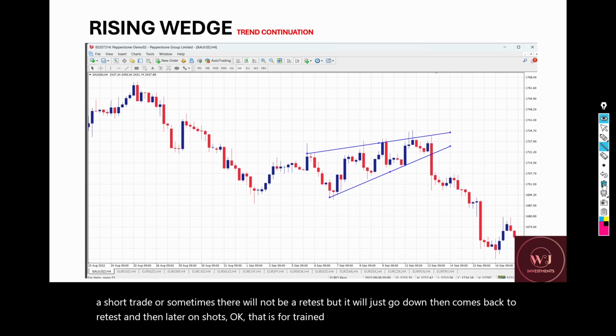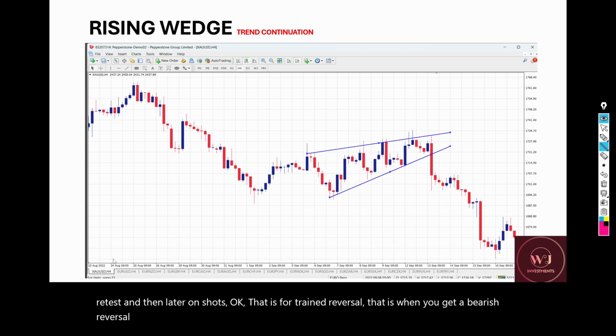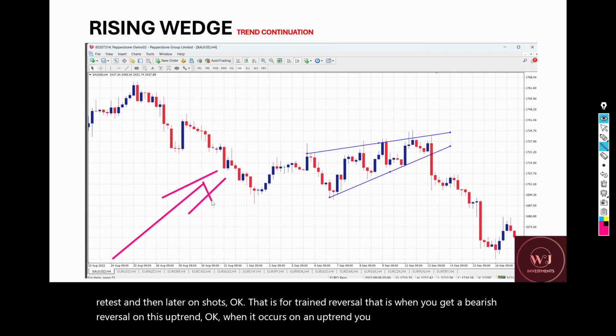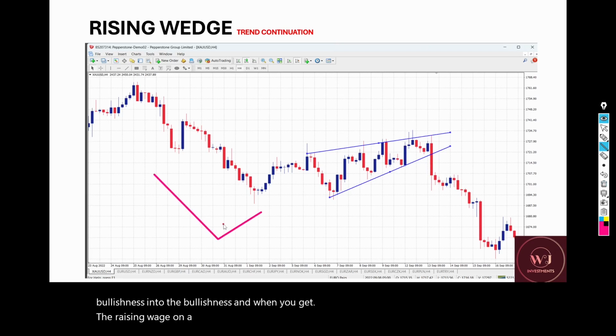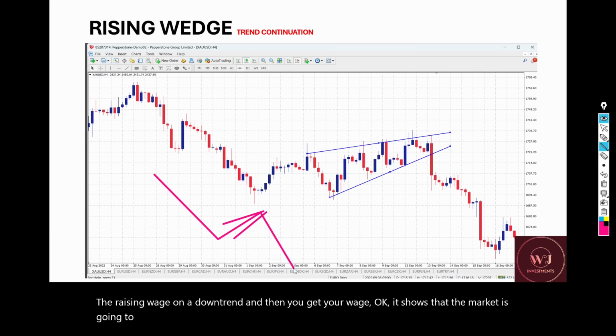That is when you get a bearish reversal on this uptrend. Okay, when it occurs on an uptrend, you expect a reversal from the bullishness into the bearishness. And when you get the rising wedge on a downtrend, and then you get your wedge, okay, it shows that the market is going to continue in the selling direction.